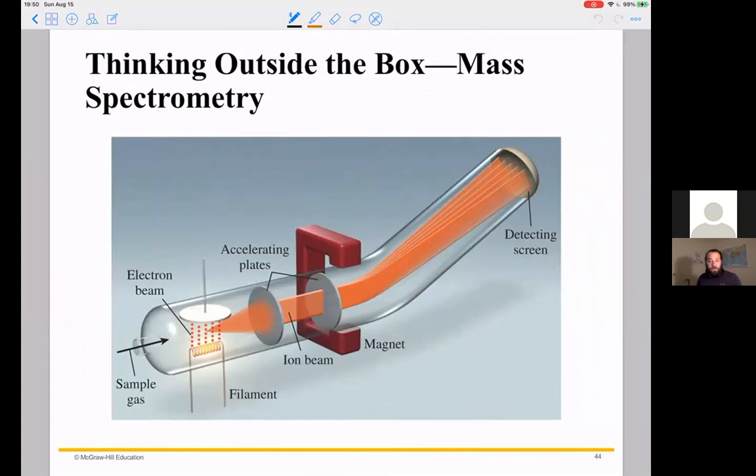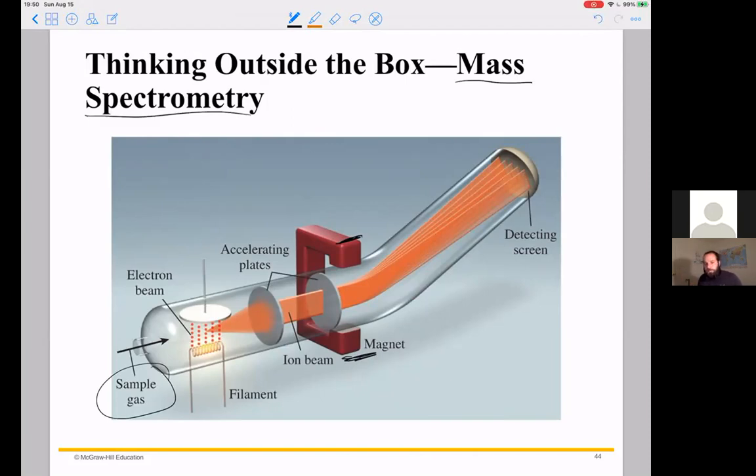How we can measure that there are different isotopes is we have this instrument called a mass spectrometer. We're not going to go too much into how this thing works. It's a little advanced for this course. But the bottom line is you could send, for example, a sample of hydrogen gas into this instrument, and it passes it through this ion beam and then a magnet.